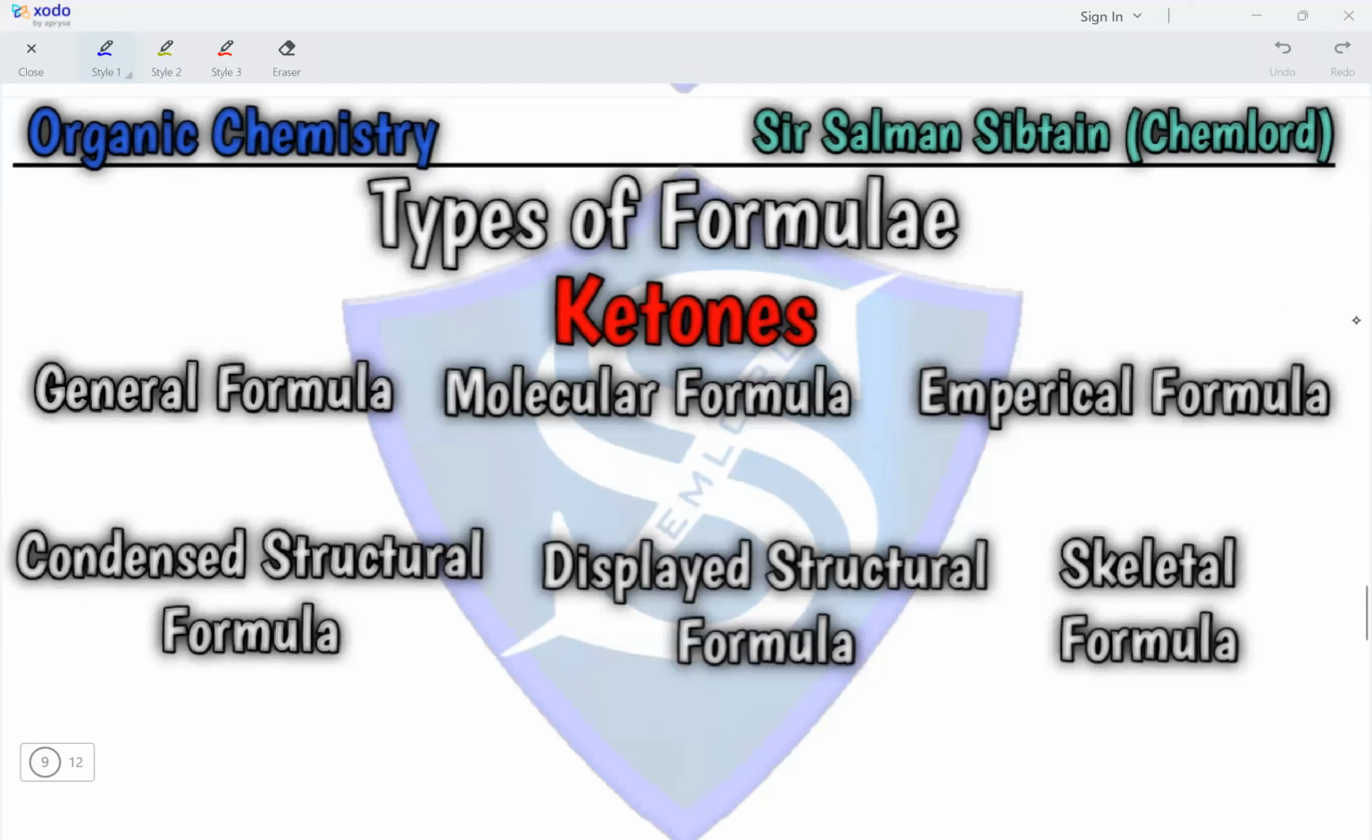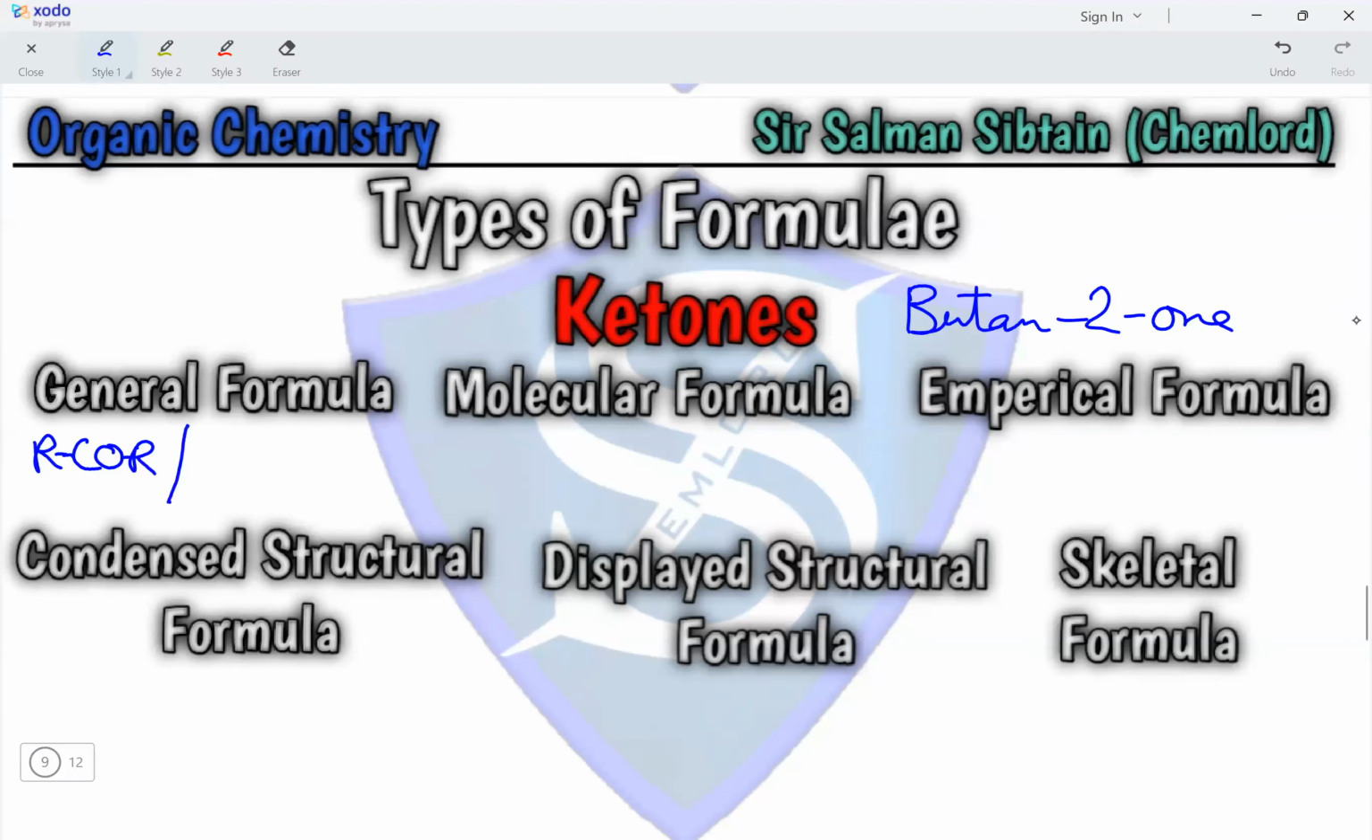Next, we'll be looking at the types of formula of ketones, and a four carbon ketone would be butan-2-one. The general formula of ketone is RCOR. Now the R groups can be same or different. If it's a different R group, we can place a dash on the R, showing that it's a different R group on both sides of the C double bond O group.